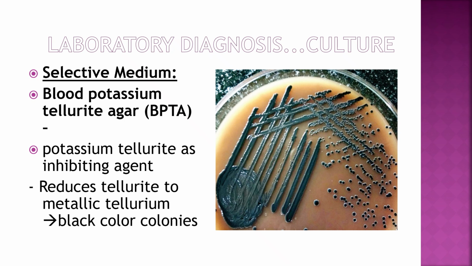So next is a selective medium. That is blood potassium tellurite agar. In that you can see black color colonies because potassium tellurite acts as an inhibiting agent. So only Corynebacterium diphtheriae is selectively grown. This potassium tellurite is reduced to metallic tellurium, and that is black in color, and so the color of the colonies is black.